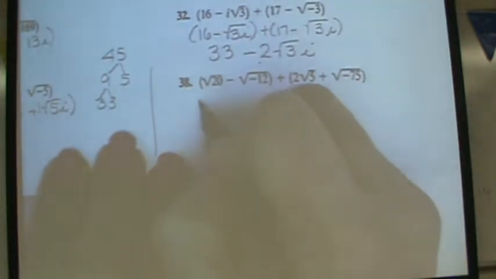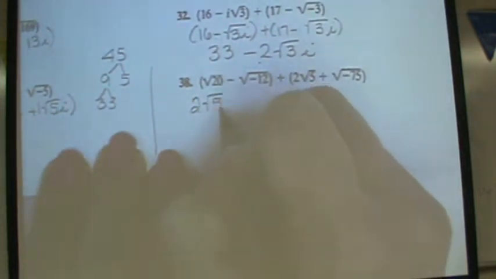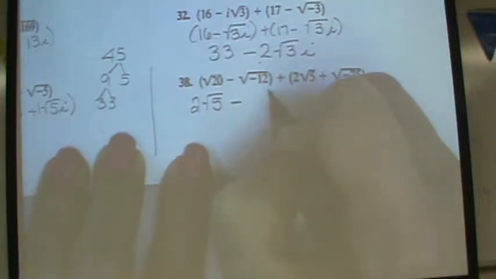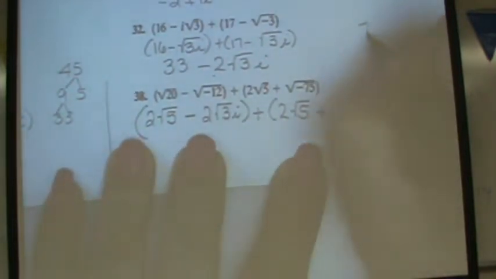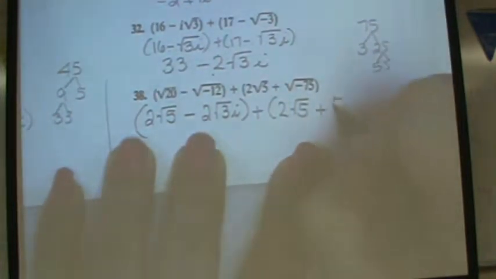In 38, number 38, square root of 20 is 2 root 5 minus, you're going to take the 2 out. You have a root 3, but you have an i. And then plus 2 root 5 plus 75 is 3 times 25 and 5 times 5. So this is 5 root 3i.